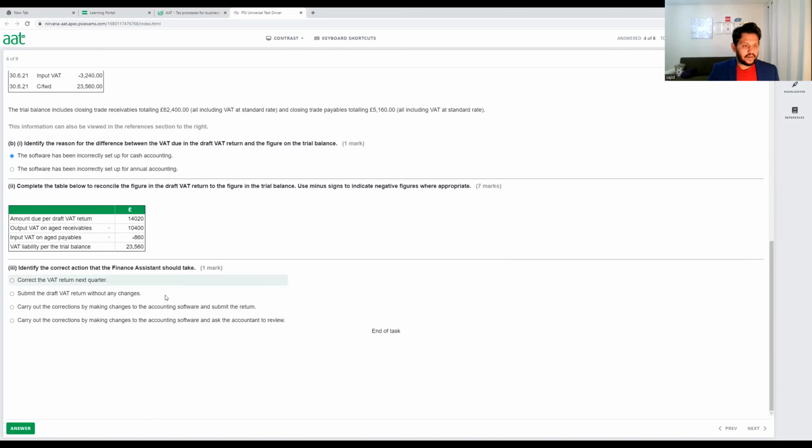All right, the next one: we have identified the correct action that F Limited should take. So what should they take? Correct the VAT return next quarter, submit the draft, carry out the correction by making the changes to the accounting software, and ask the accountant to review.